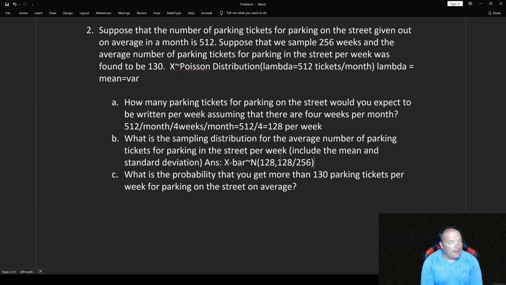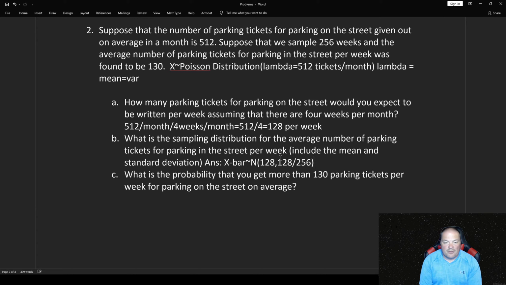Okay, so I'm not seeing anybody come in with any issue, so we will just move on. Okay, so here's where you're using the sampling distribution. Okay, so part C says, what is the probability that you get more than 130 parking tickets per week for parking on the street on average?